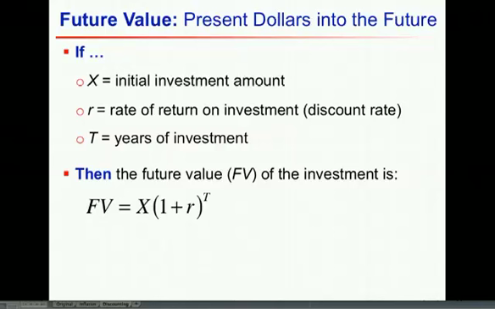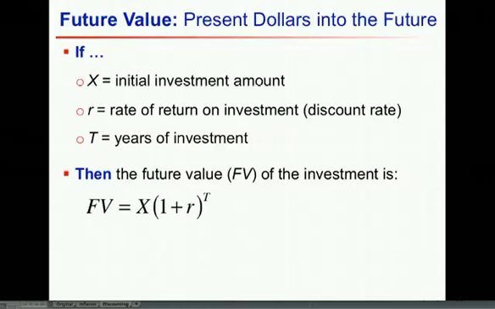You give me a current investment amount today, a rate of return or discount rate, and when I'm going to get the future payment, and I can tell you what the future value is that I have to receive in order to be willing to give up X today. And it's given by that formula: future value equals X times 1 plus R raised to the T.